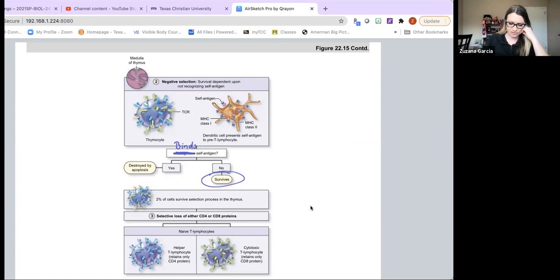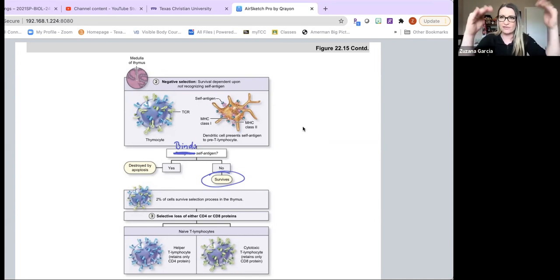Then it says you have the selective loss of CD4 or CD8. Remember, it is determined by whatever that match was in that first phase. So if the match was with MHC1, then it's going to become a cytotoxic T lymphocyte. If the match was with MHC2, then it's going to retain its CD4 protein. So really be aware of what goes with what. All right, so that's our thymus and our T lymphocytes.